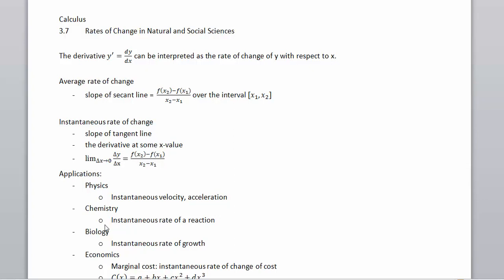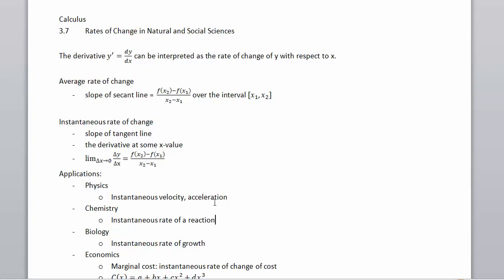So applications in physics, which you're going to do the most often. We're going to look at velocity and acceleration given the position function. We've already done this. We're going to do more with it in this section. Chemistry, we can look at the rate of a reaction. So I have a reaction happening and the reaction's rate of change. In biology, rate of growth. We'll do more with that later.